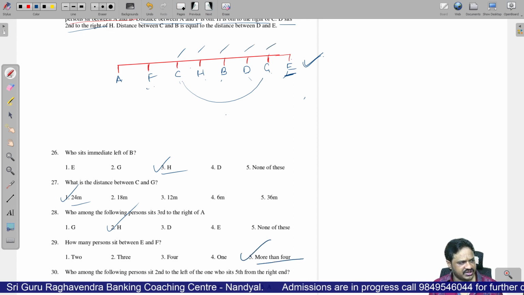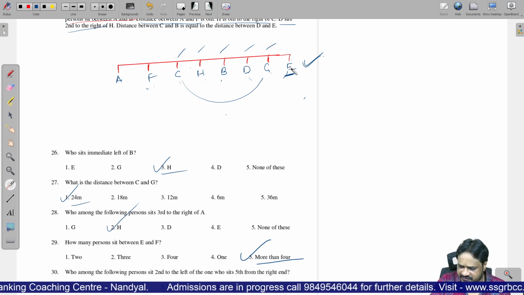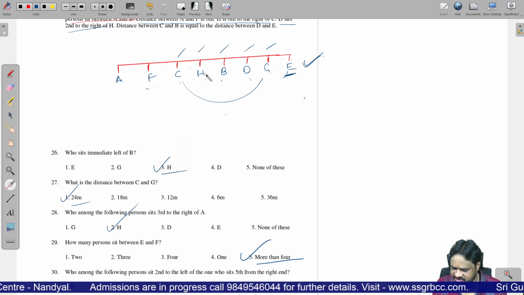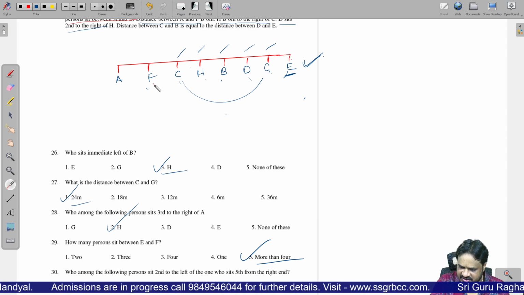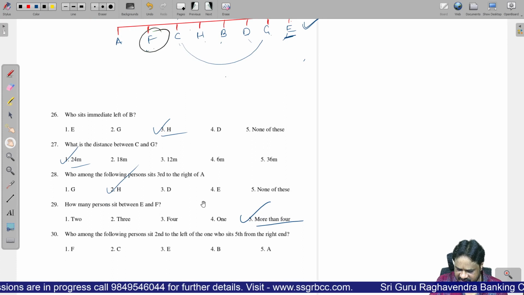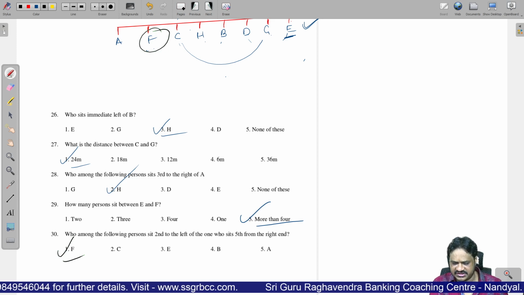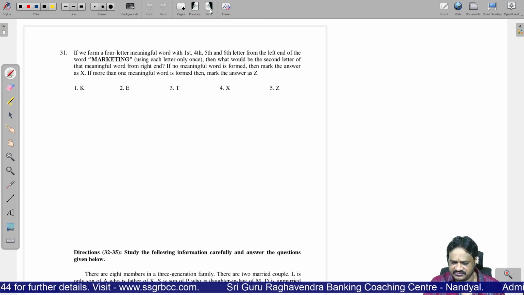Then next one, who is sitting second to the left of the person who is fifth from right hand? So fifth from right hand, 1, 2, 3, 4, 5. That is H. H left second, the person is F. F means answer is 1. 1 is the correct answer. Let us see the next question.